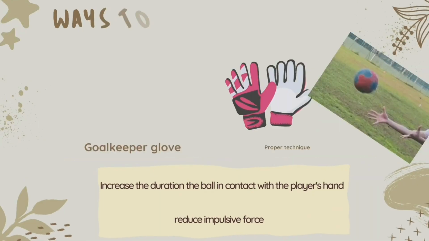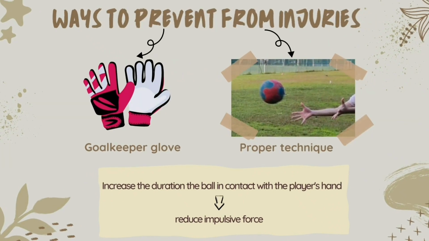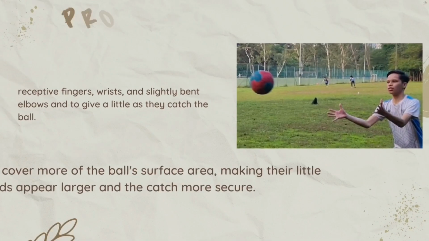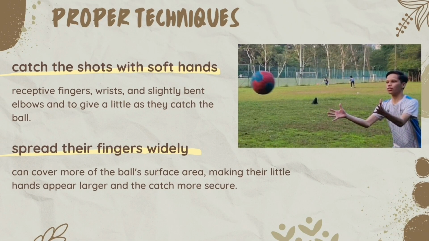So, to avoid injuries, it is a must for the goalkeeper to wear safety gloves and apply proper techniques. Both of these can increase the duration the ball is in contact with the player's hand and consequently reduce impulsive force. To prevent serious injury during a football match, the goalkeeper is advised to catch the shot with soft hands, which means the goalkeeper needs to catch the ball with receptive fingers, wrist and slightly bent elbow and to give a little as they catch the ball. This technique will help to decrease the impulsive force felt by the goalkeeper.